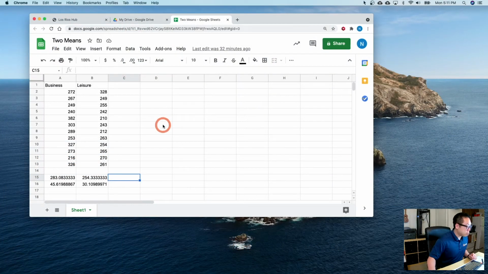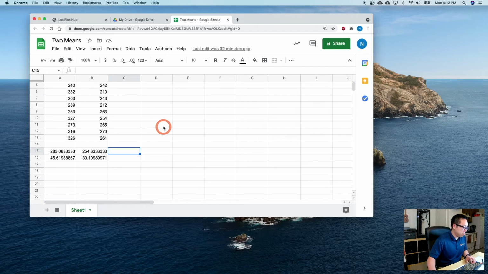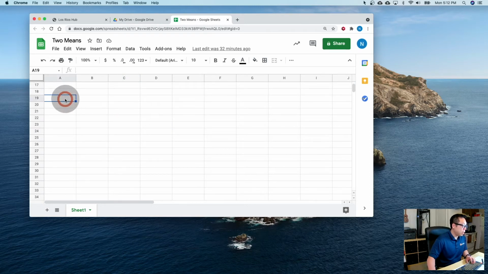All right, back in Google Sheets, let me scroll down so that we have some space here. And I'm going to enter the data. So we have the fall data and the spring data. And I'm going to enter them as columns.